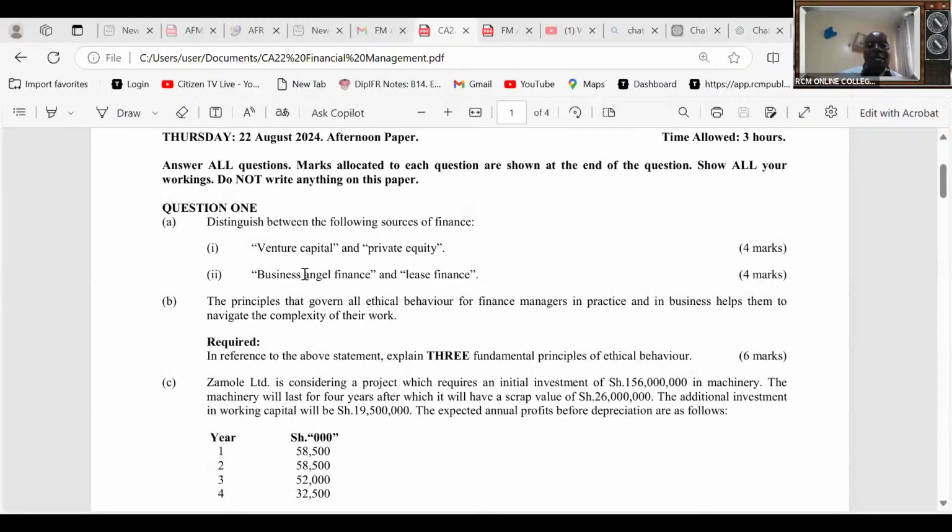Now, ladies and gentlemen, now that you have this AI companion on, I should be able to come here and just go through this pretty fast. The other question that they wanted, which is the last question for us today, they wanted us, ladies and gentlemen, to distinguish between business angel finance and the lease finance.